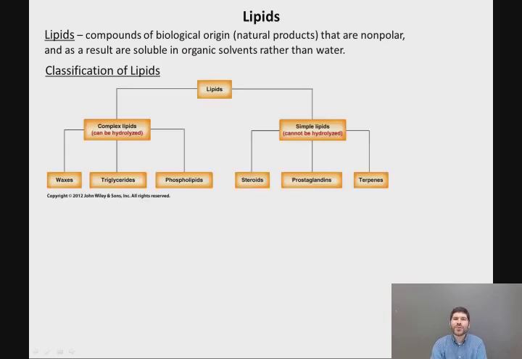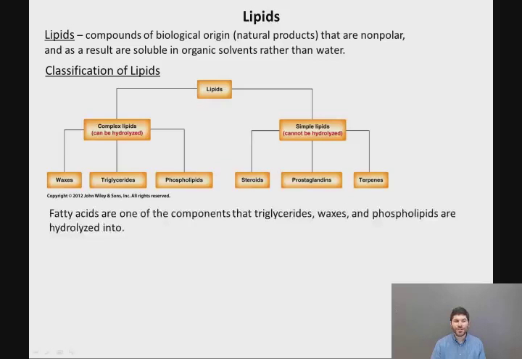Okay, so here's a sort of classification scheme for lipids. We can broadly classify lipids into two categories. Complex lipids can be hydrolyzed into something smaller, and simple lipids cannot be hydrolyzed. Those complex lipids include triglycerides, waxes, and phospholipids, and the simple lipids include steroids, prostaglandins, and terpenes. We will look at examples of all of these in turn.